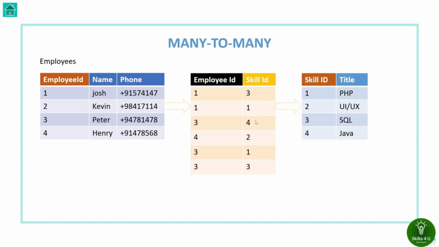If we want to see how many Java developers we have, we will check where skill number 4 appears in the skill ID column. It matches Employee ID 3, whose name is Peter. This means that Peter has the Java skill.